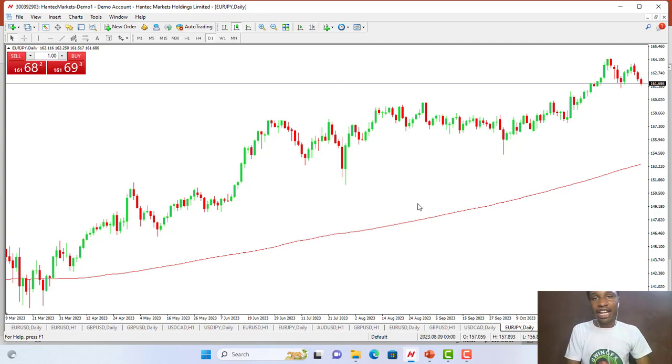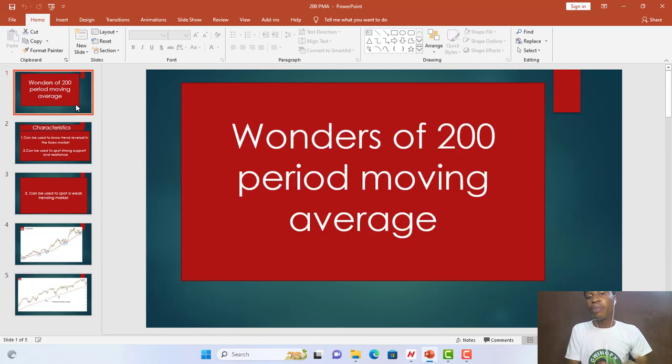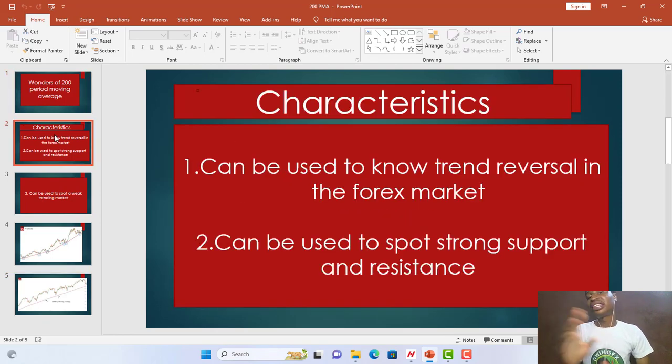So as a way of recap, we started by talking about the wonders of the 200 period moving average, right? We showed that it can be used to know trend reversal in the forex market. If the moving average is below and the chart is above it, it means the trend is up, with higher highs and higher lows. When the chart is below the 200 period moving average, it's telling you that the trend is down, right?